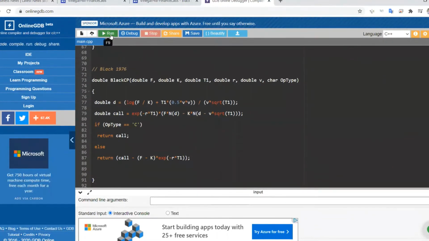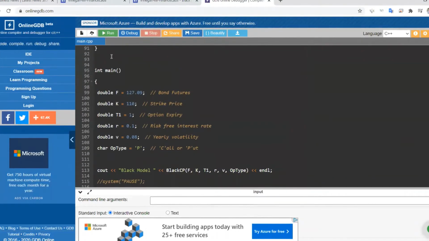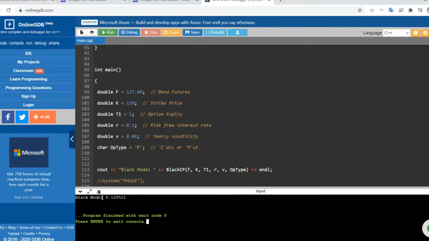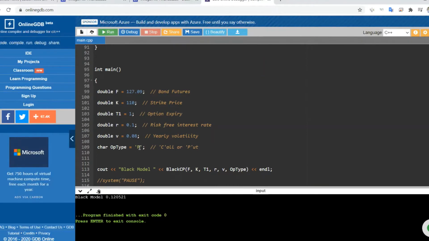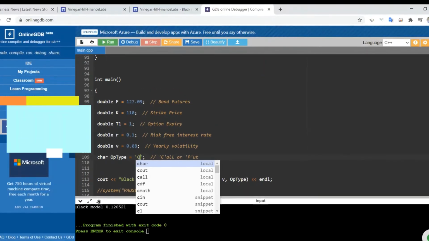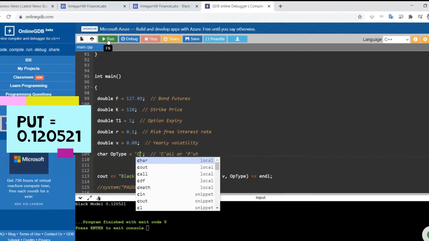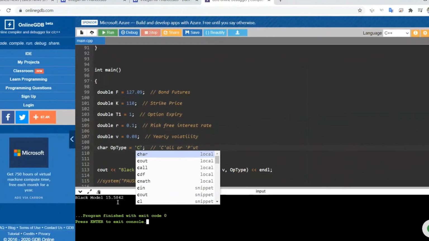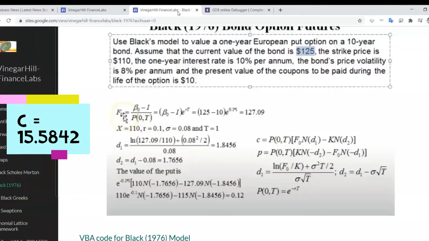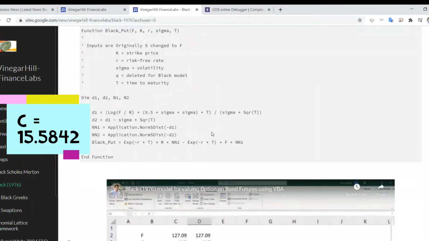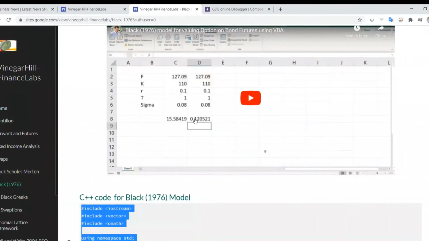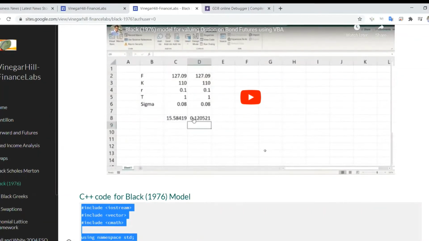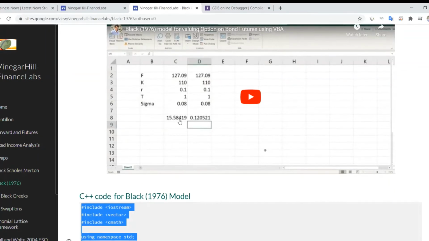Okay, so let's just execute this with the parameter values that we have here. Let's run. And if it's a put option, we should get 0.12, which we do. And then if I change that to C, let's run again, we should get 15.58. And we can compare that. Let's go back into the spreadsheet, where we had a value for the put and the call. And you can see the VBA values that we have here are the same as the C++.